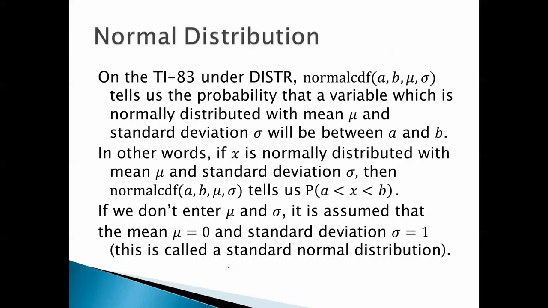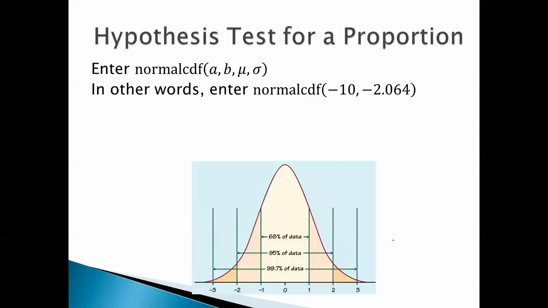On the TI-83 under DISTR, normalcdf(a, b, mu, sigma) tells us the probability that a variable, which is normally distributed with mean mu and standard deviation sigma, will be between a and b. In other words, if x is normally distributed with mean mu and standard deviation sigma, this normalcdf tells us the probability that x is between a and b. Now, if we don't enter mu and sigma, it's assumed that the mean is 0 and the standard deviation is 1. Again, that's what we call a standard normal distribution. So let's see what that would tell us here.